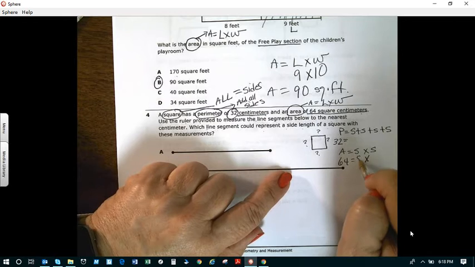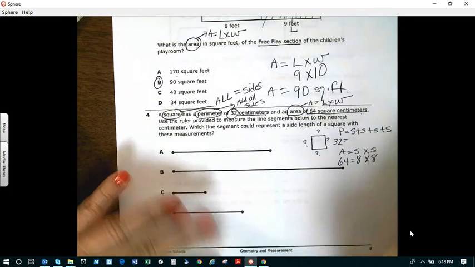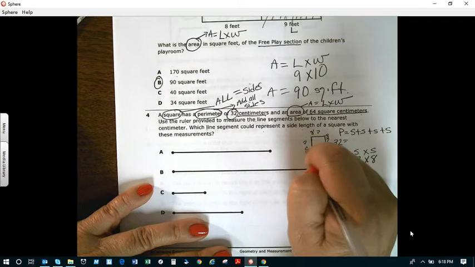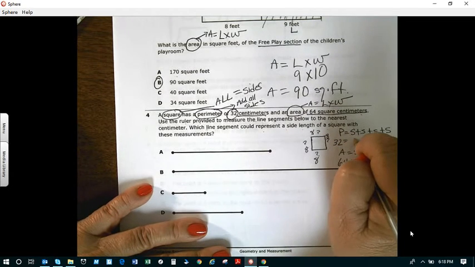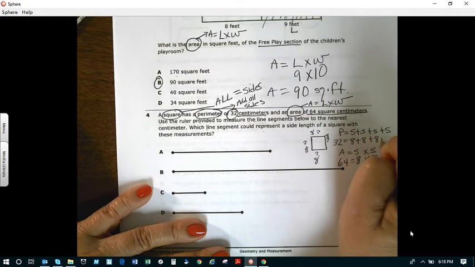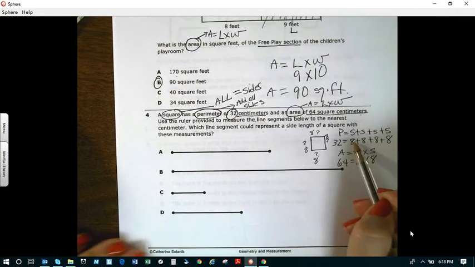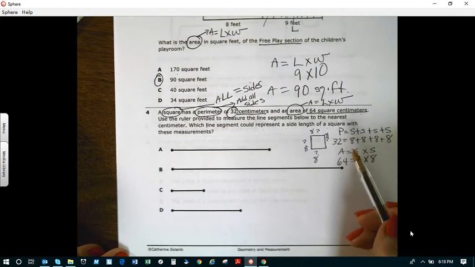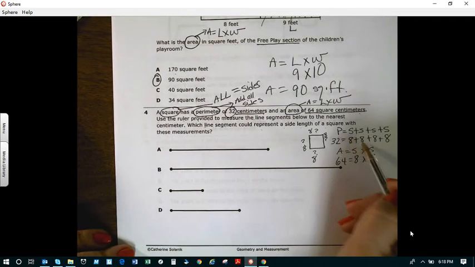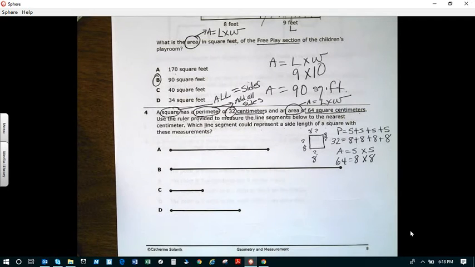Very good, 8. 8 times 8 equals 64. So if I put 8 here and 8 here and 8 here and 8 here, do I add those all up and get 32? 8 plus 8 plus 8 plus 8. Very good, because remember that repeated addition is the same thing as what? Yeah, it's the same thing as multiplication. So I have 1, 2, 3, 4 groups of 8, which is equal to 32.